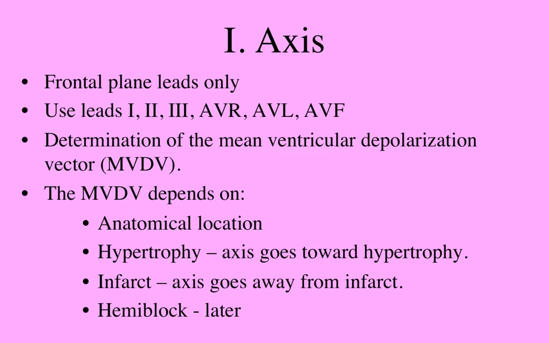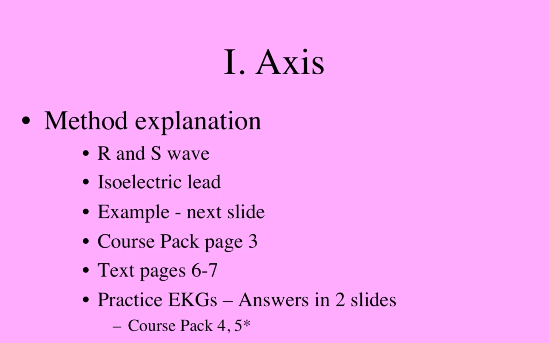Hemiblock is another thing that will shift axis. I don't want to talk so much about that right now, but in a later section in the course, we'll be talking about axis with regard to hemiblock. Hemiblock is where you have a conduction system defect in one of the parts of the left bundle. So that's an introduction to axis on that slide. If we go forward then to how to actually measure the axis, determining the axis is the fun part, or a skill, with EKG.